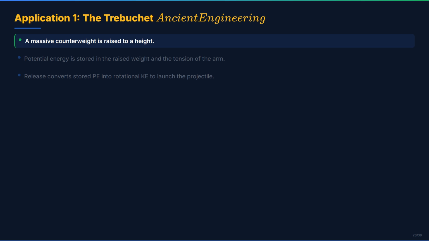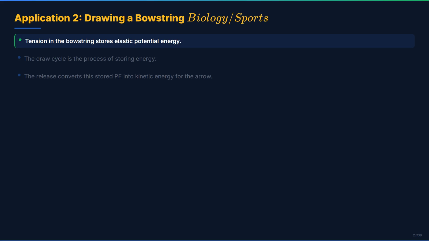This sudden, controlled fall of the massive weight performed work on the arm, converting the stored PE into massive rotational kinetic energy. This rotation was then transferred to the projectile, launching it with immense force. It's a perfect historical example of how engineers harnessed the potential energy stored by height and mass to achieve a powerful, targeted application. Every archer knows this feeling.